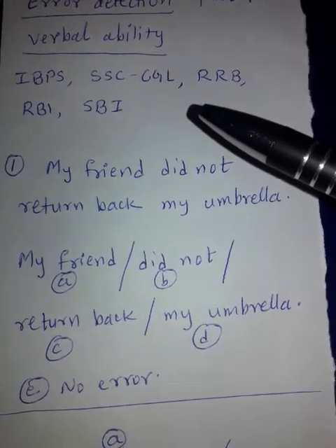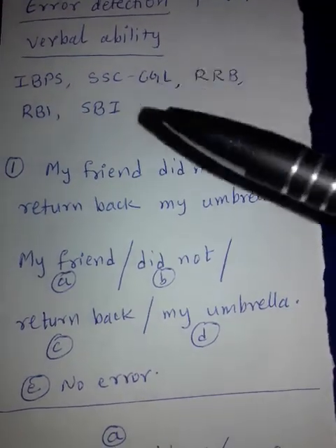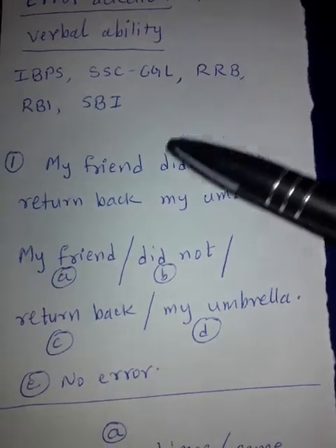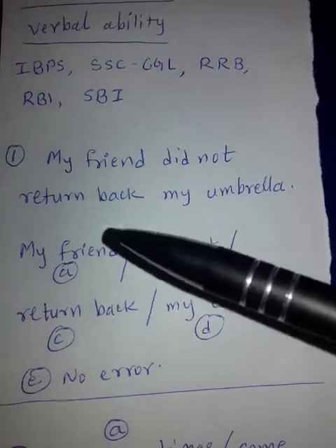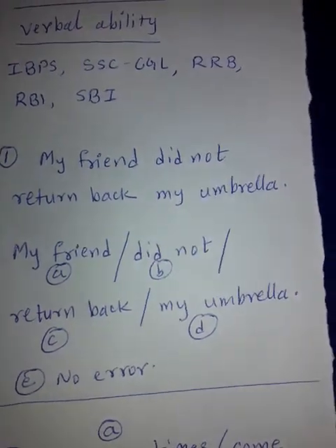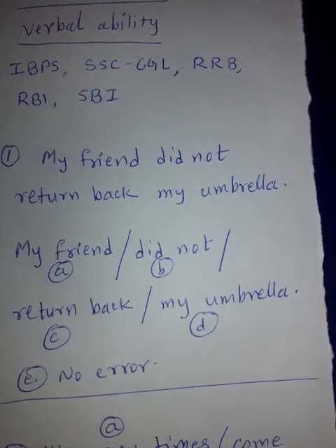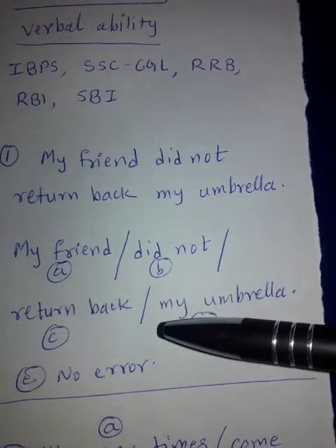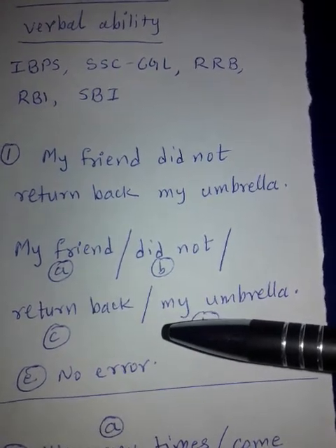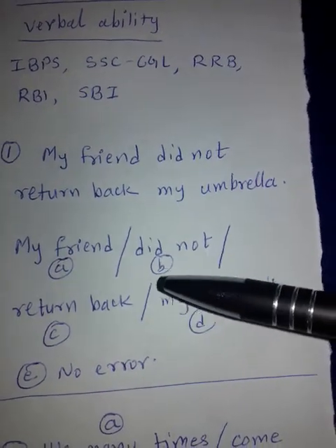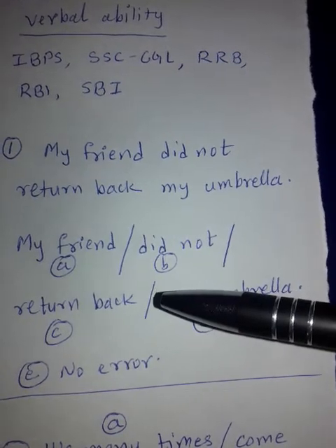What we are going to do? First, we are going to write all the sentences. I've written all the sentences. You can pause this video in between and copy all the sentences. You yourself try to mark the mistake and then we will discuss all the sentences and what type of errors are included in those sentences.